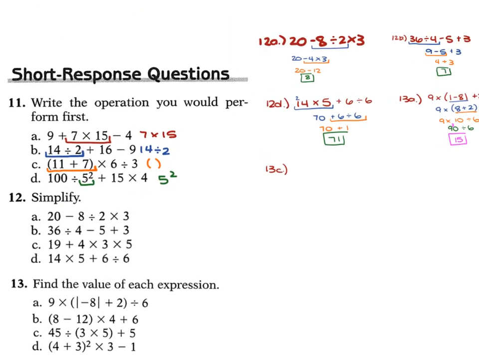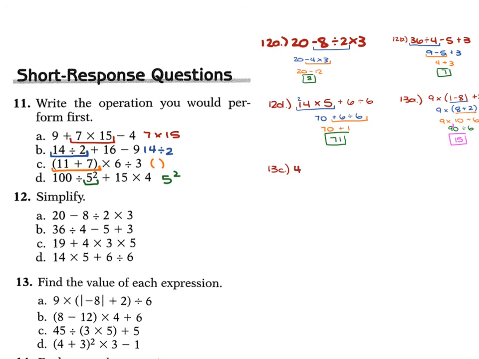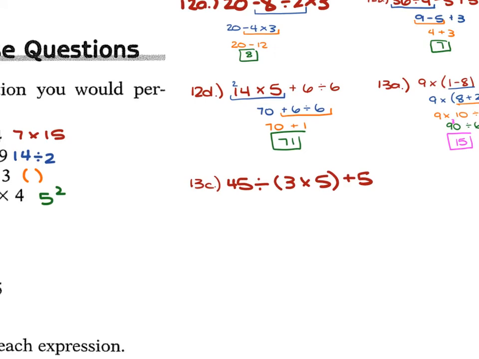For C, they give us 45 divided by parentheses 3 times 5, close parentheses, plus 5. We're going to do what's in the parentheses first. So the 3 times 5 is 15. So that's 45 divided by 15 plus 5. Next, we'll do the 45 divided by 15, which is 3, plus 5 is 8.